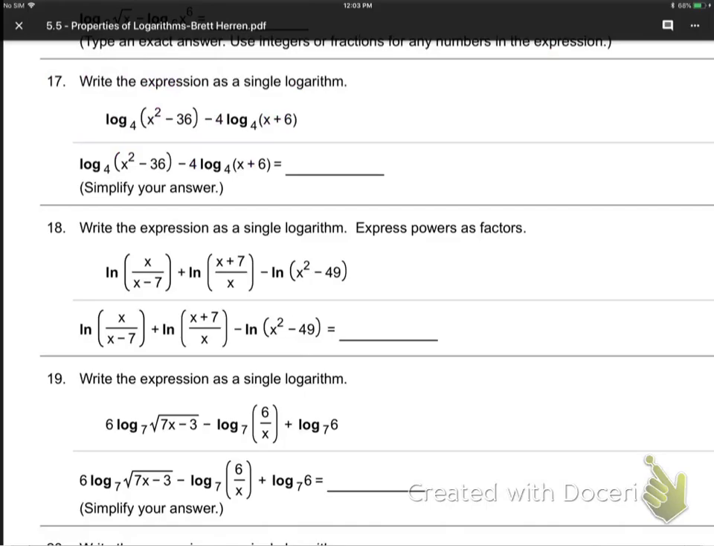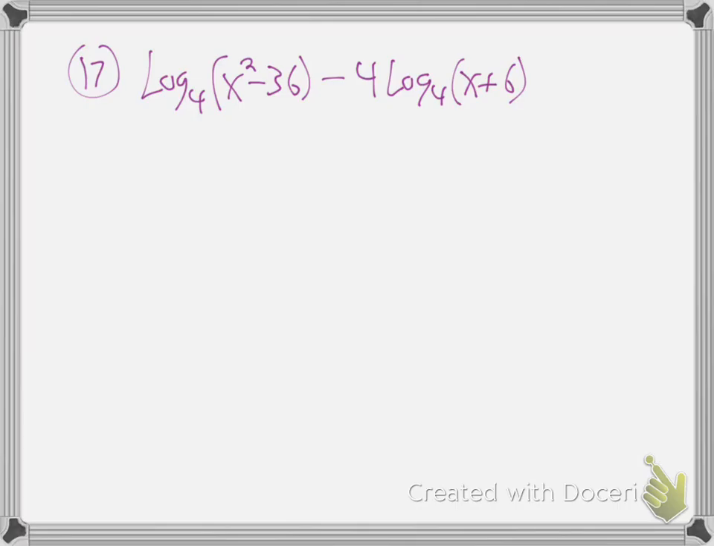So same kind of thing. They want us to make it one log. So make it one log. Give that a try. See if you can combine those into one log. I bet you can do that one.